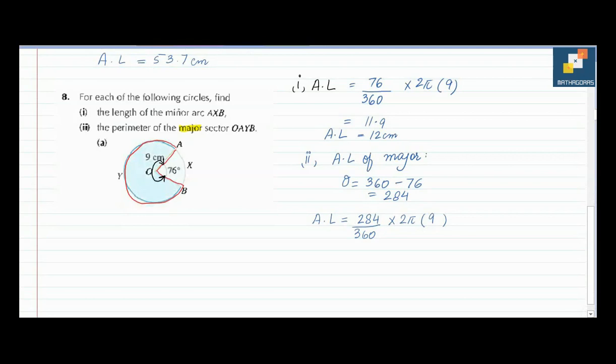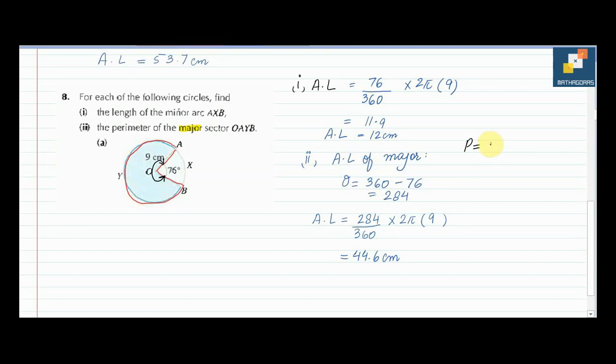Now multiply it: 284 multiplied by 2 multiplied by 3.142 multiplied by 9 and divided by 360, it's 44.6 centimeter, right? After the arc length, for the perimeter you need to add all these values.